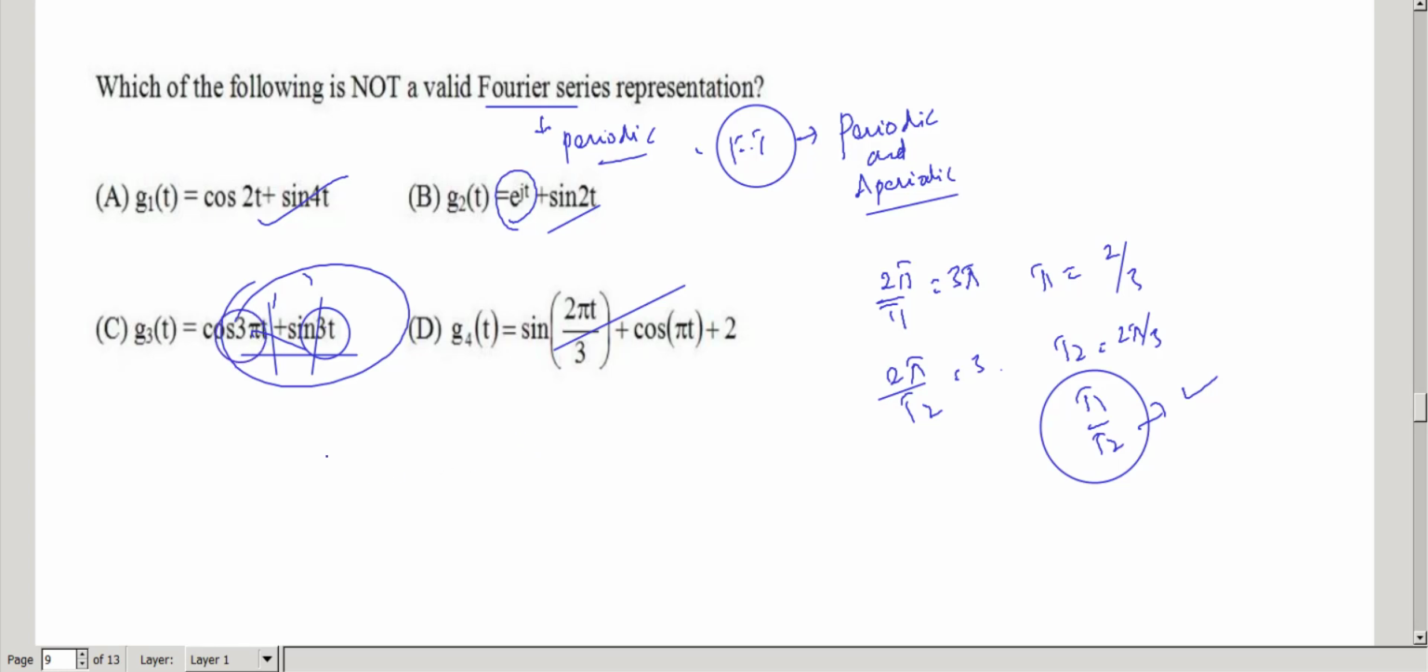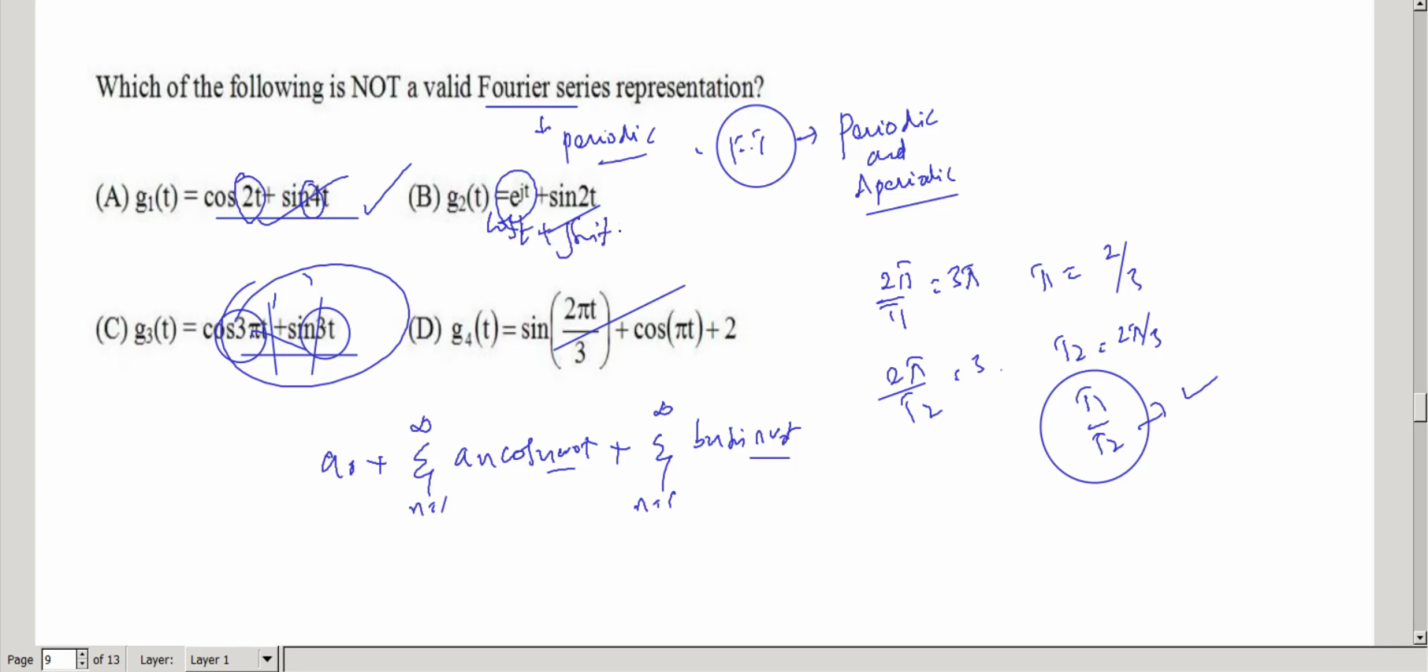Actually, the Fourier series representation is a naught plus sigma n equal to 1 to infinity an cos n omega naught t, plus sigma n equal to 1 to infinity bn sin n omega naught t. You can check like this also. So you see here n omega naught is there, so all are cosine and sine functions. Here n omega naught is 2, here n omega naught is 4, so it satisfies. Here cos t plus j sin t and sin 2t, so n omega is 1, n omega is 2, so it satisfies periodicity. But here n omega naught is 3 pi, here n omega naught is 3, so it does not satisfy. You can understand that.